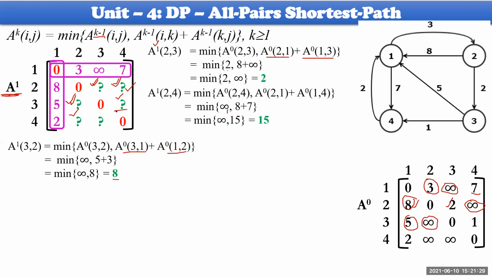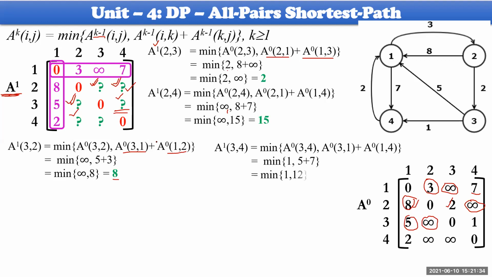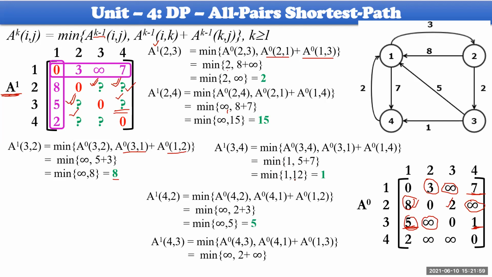Similarly, the next value is this one. In the similar fashion, we have to identify the same. So 3 comma 4 is 1. This is the 3 comma 4, and 3 comma 1 is 5. This is the 3 comma 1 value. 1 comma 4 is 7. So 5 plus 7 is 12, and 3 comma 4 is actually 1. So the minimum of 1 comma 12 is 1, and so on. We have to identify in the similar fashion.